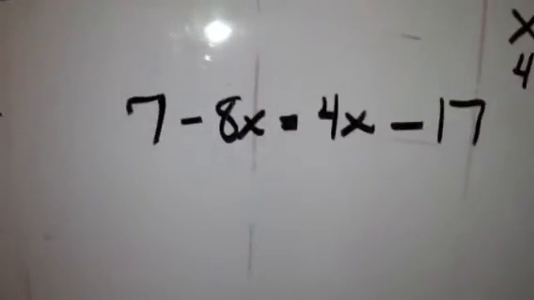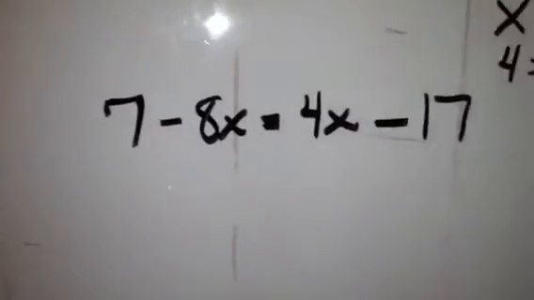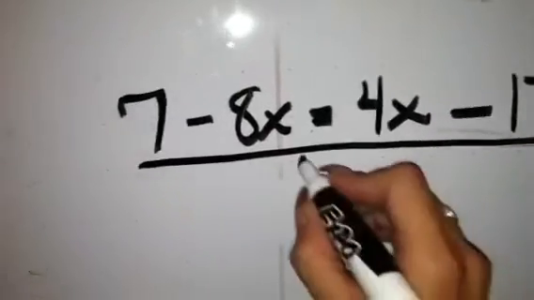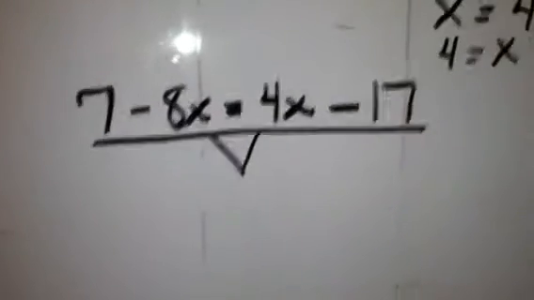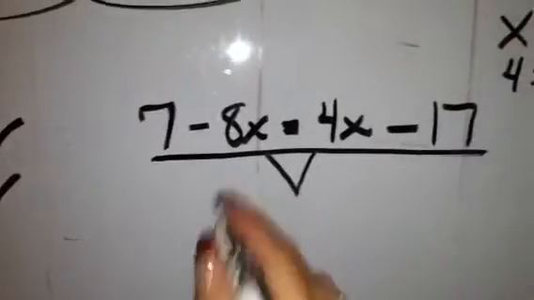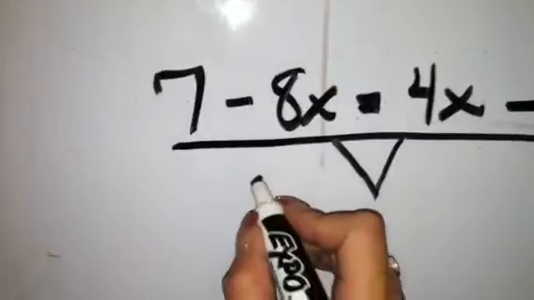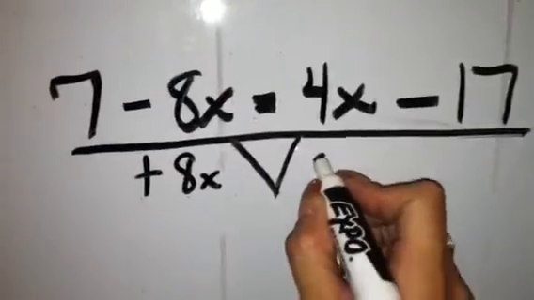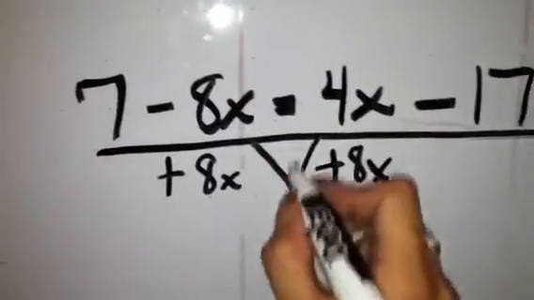So when I look at this one, I don't like having a minus 8x. So the very first thing that I would like to do is, I'm going to create a balance scale. And this will help me remember that I need to balance both sides of the equation. So on this one, since I have a minus 8x, I'm going to go ahead and add 8x to both sides. So let's do that. First we have plus 8x here. We're going to add plus 8x here because we have to do that to both sides of the equal sign.